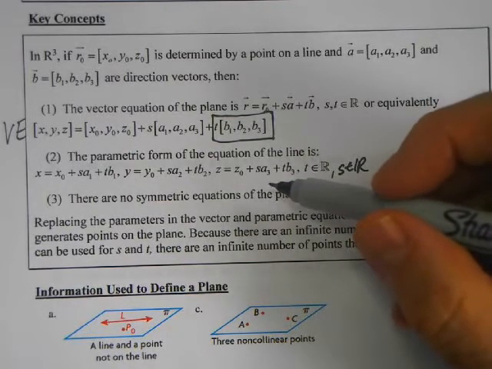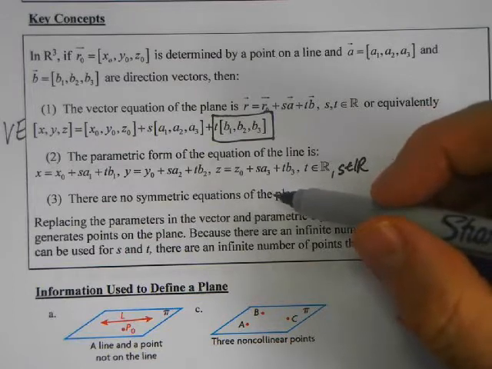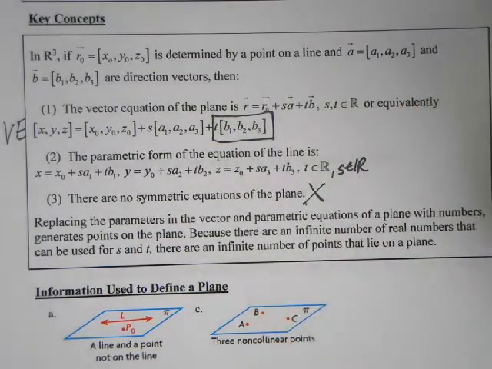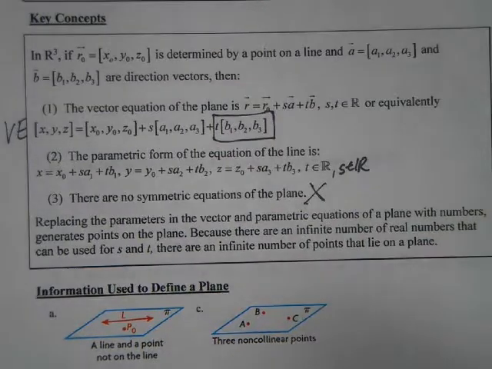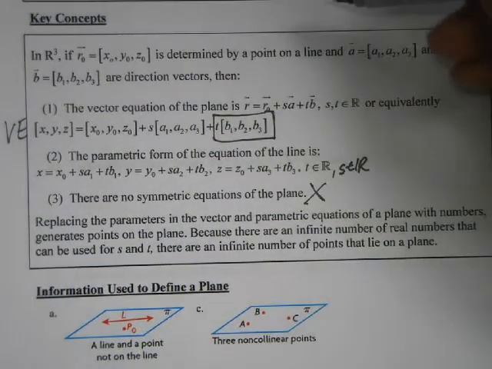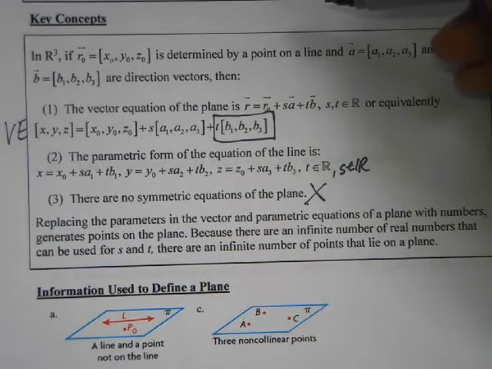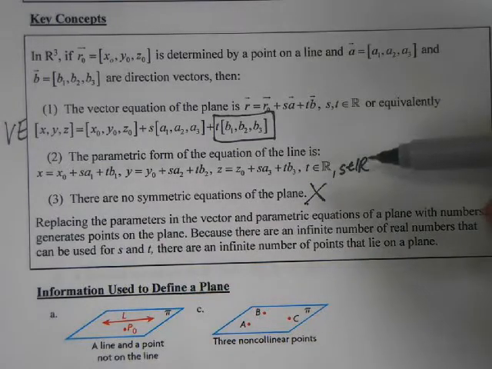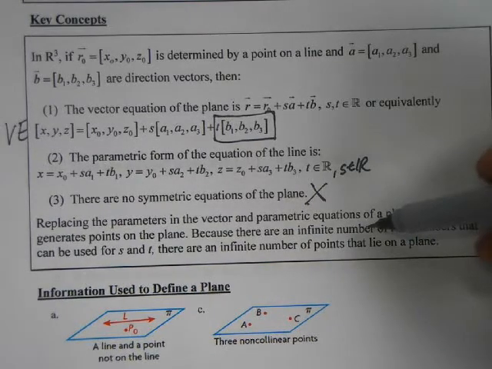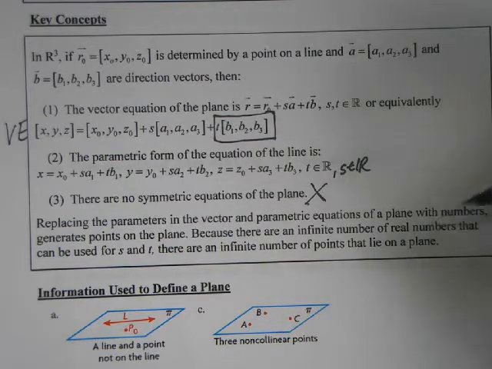It's going to be hard to isolate for s or t and then set them equal. So we don't do symmetric equations. Now, just like equations of lines, there's an infinite number of correct answers. It's also going to be the same thing with planes. There's an infinite number of position vectors, and there's also an infinite number of direction vectors that can be used. So you may have a totally correct answer that looks completely different from somebody else's or the answer in the book, but they both can be correct. So just be aware of that.